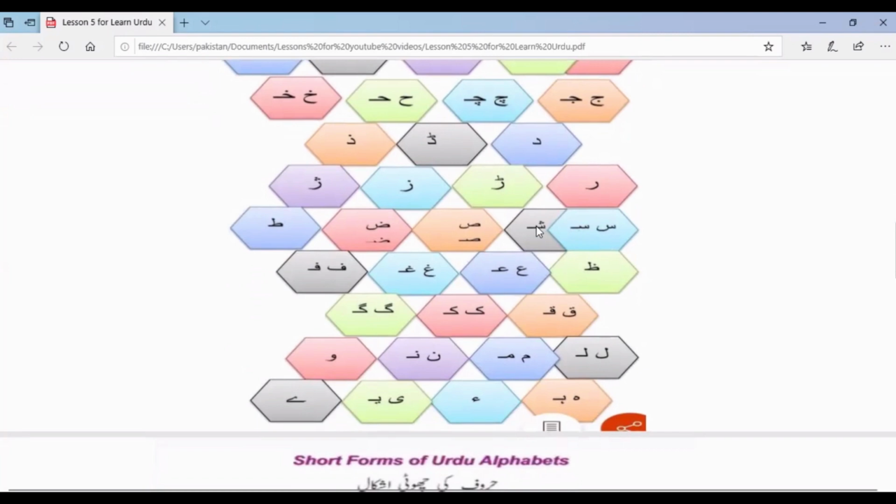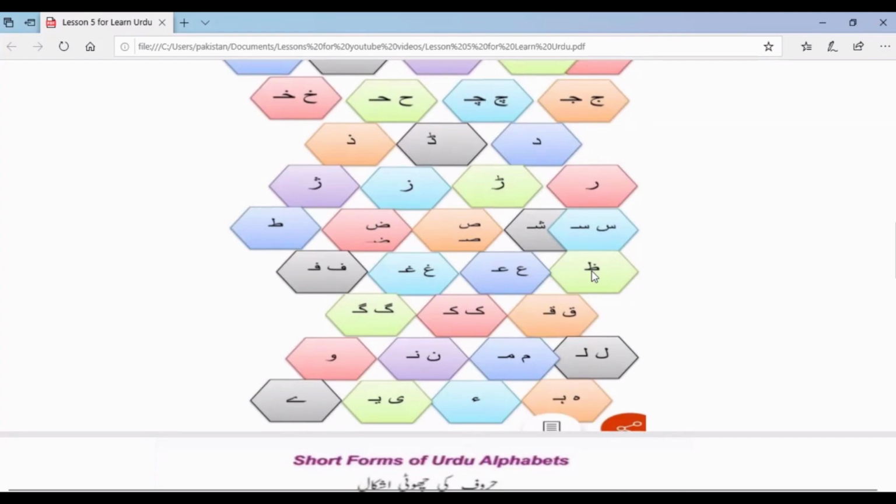And Sheen will look like this in the beginning of the word. And Swad, it will look like this. This is a short form of Swad. And Zoad, again, Zoad is like this. It is with a dot at the top, and it will look like this. Then Toe, Zoe, they will remain full shape.